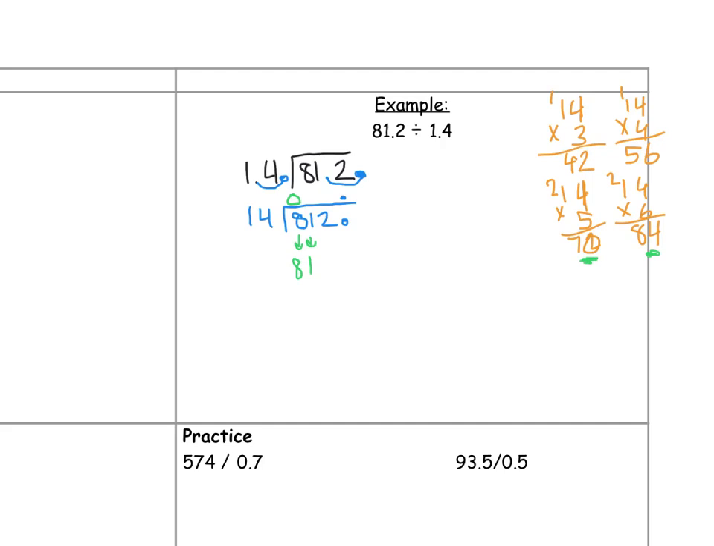So 81 divided by 14 can get me closest to 70. So I'm going to do 14 times 5. I'll change colors. 14 times 5 to get me to 70. Then I'm going to subtract to get me to 11. And then I'm going to bring down that 2. All right, I'm going to pause and do a little bit more math. Okay, so I actually found that 14 times 8 can get me to 112.